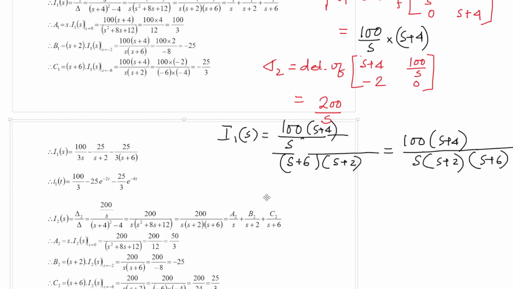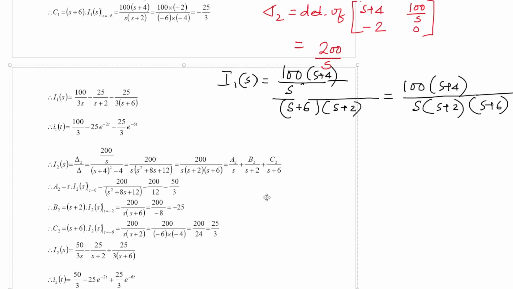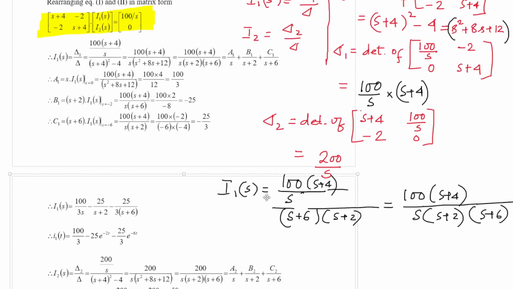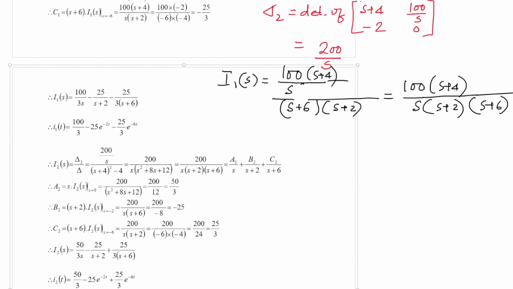Now similarly, let us solve I2t. So here you see this is the solution of I1t, which we have solved. Now let us solve I2t. What is I2t? Let us first solve I2s. It should be delta 2 by delta.